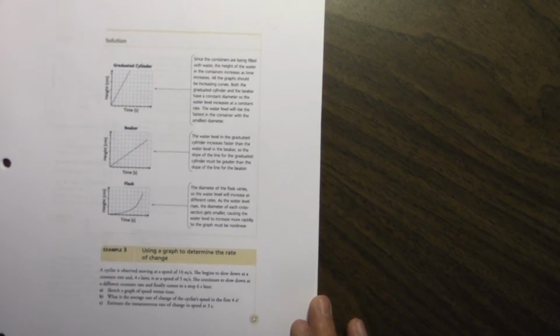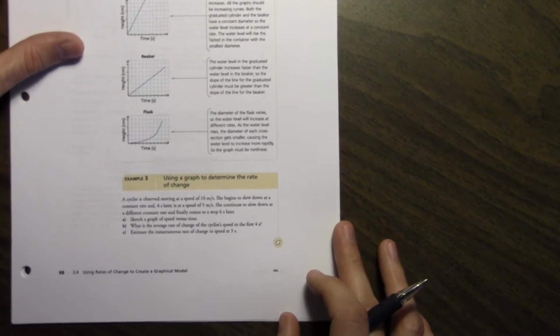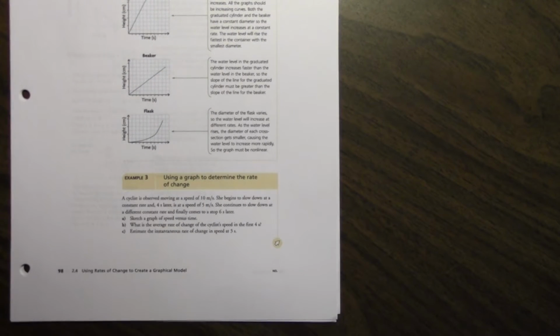Luigi, thanks. A cyclist is observed moving at a speed of 10 meters per second. She begins to slow down at a constant rate, and 4 seconds later is at a speed of 5 meters per second. She continues to slow down at a different constant rate and finally comes to a stop 6 seconds later. A. Sketch a graph of speed versus time.